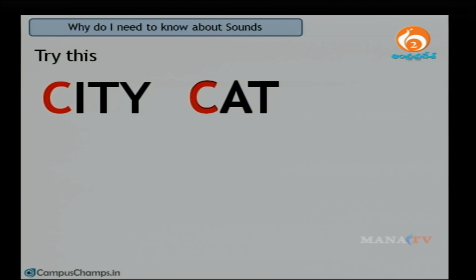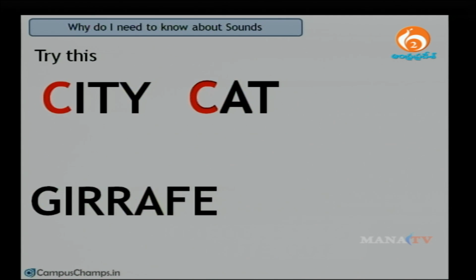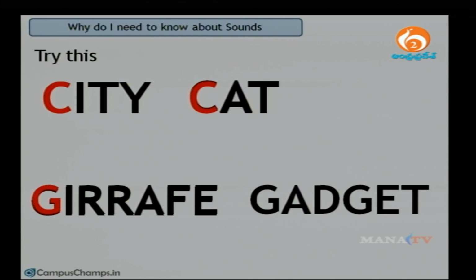So, what exactly is the sound system I am talking about? Now, before that, I had given you 4 words and I asked you to give me the similarities and the differences. So, the first two words here are city and cat. What is common between these two? The first letter. Both start with the letter C. Another two words I gave you were giraffe and gadget. Here also what is common is the first letter.